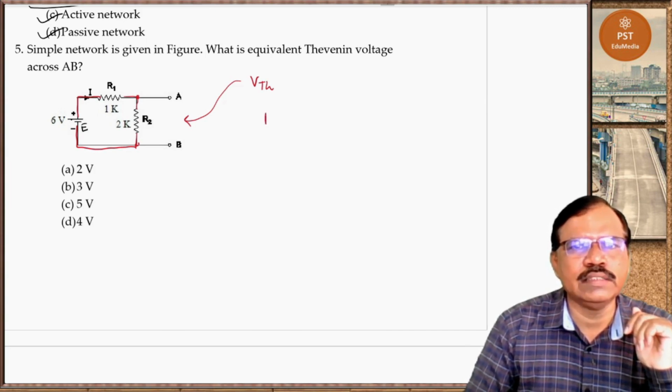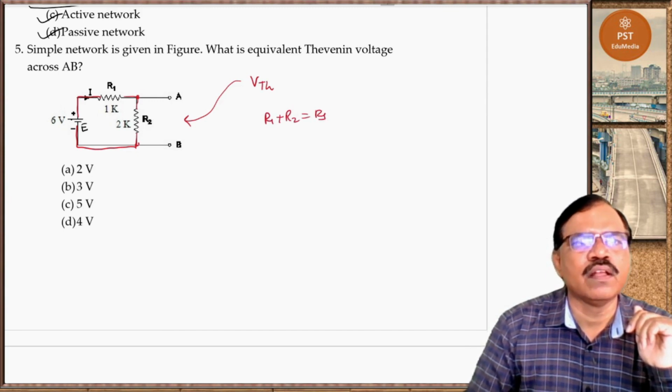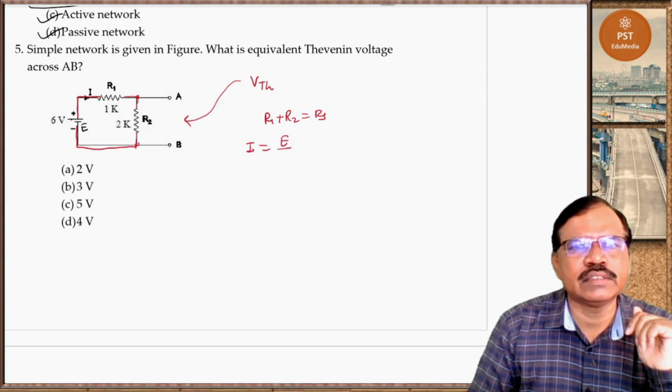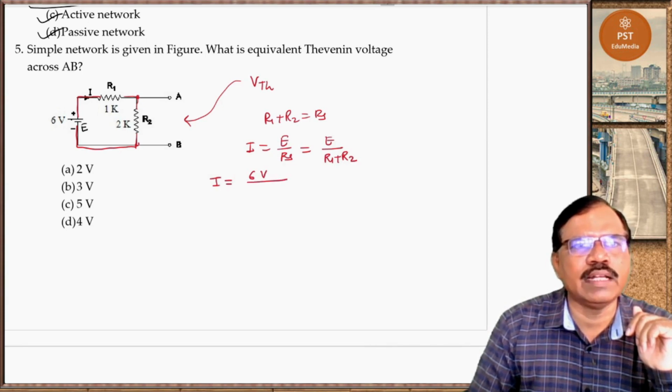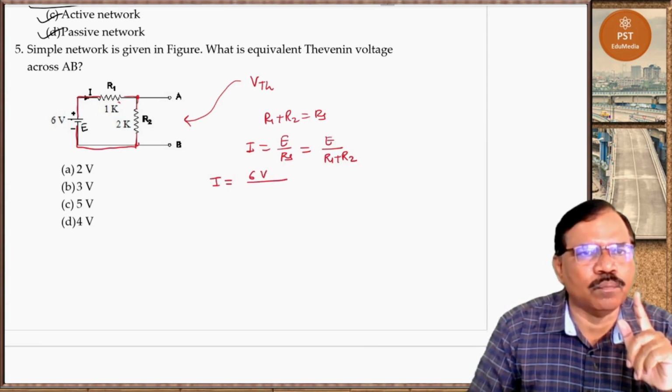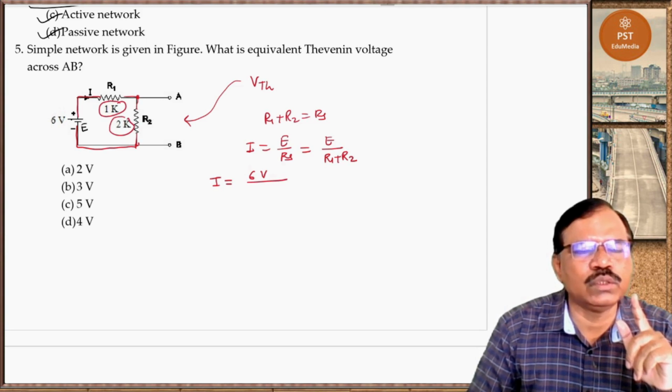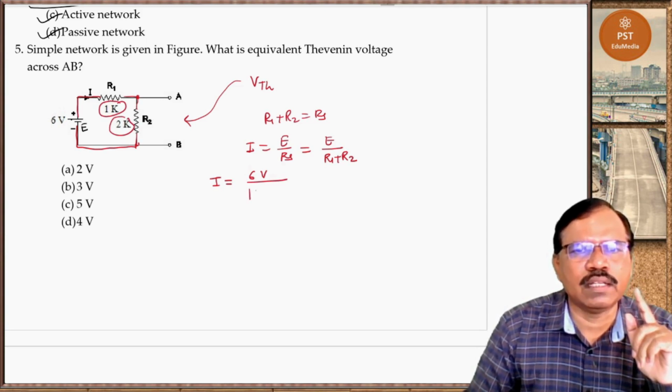So total resistance is R1 plus R2, that is RS. So what is current? Current is E upon RS, that is E upon R1 plus R2. Now we know I is equal to E, which is 6 volt, divided by R1 which is 1 kilo ohm, and R2 which is 2 kilo ohm. So 1 kilo ohm, that is 1000, plus 2000.